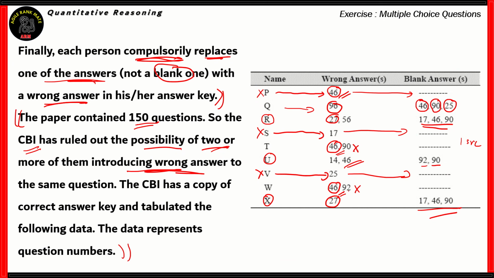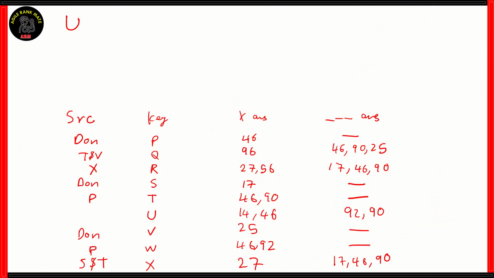Similarly, 92 was made wrong by W, so therefore it was given as blank because T maybe had the correct answer. So what does this mean? This means that for U, its sources were T and W, and its contribution was that it made question 14 incorrect. So this is our final table. We added the sources to each of these keys, and we also found out which maker of the answer key was responsible for which error.